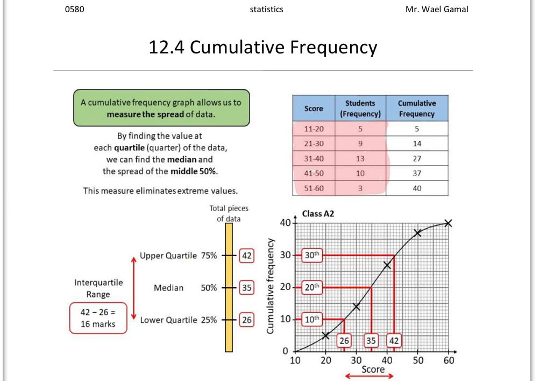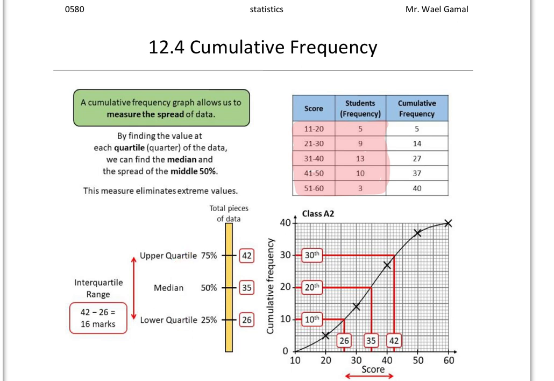Upper quartile, the value after 75%. To find this value, multiply the total frequency by 3 over 4. 3 over 4 times 40, which is 30, horizontal line, then vertical line. So this is the value for the upper quartile, 42. Now we have the median, upper and lower quartiles.